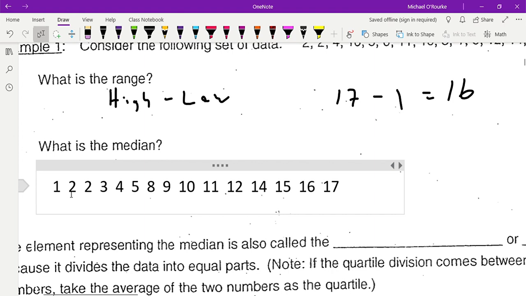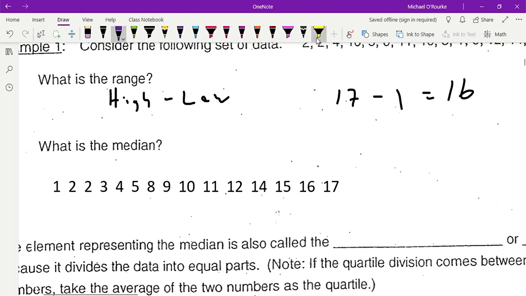Right, so we go 1, 2, 3, 4, 5, 6, 7. So realistically, there's our middle, correct? We have 7 this way and 7 that way. 1, 2, 3, 4, 5, 6, 7. Do you all agree on the median? Yep. There? Okay.